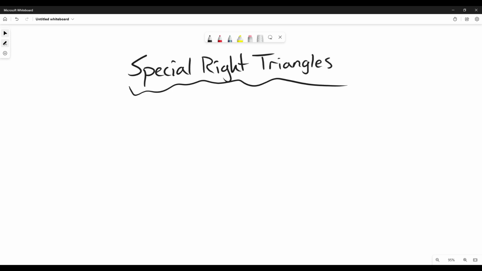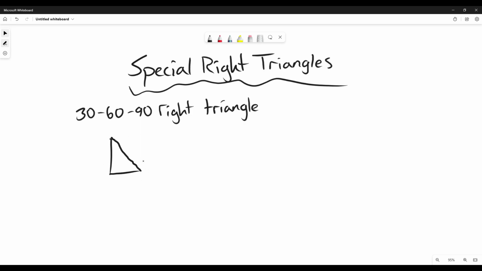So the first special right triangle we're going to look at is what's called a 30, 60, 90 right triangle. And the name is exactly what it is. So if you excuse my poor triangle drawing skills, it looks like a right triangle, except we have the 90-degree angle here. We have a 60-degree angle here and a 30-degree angle here.